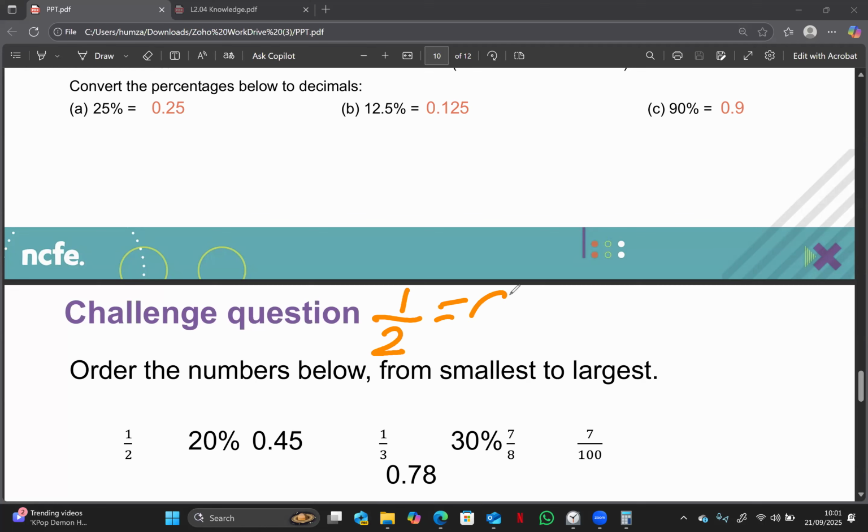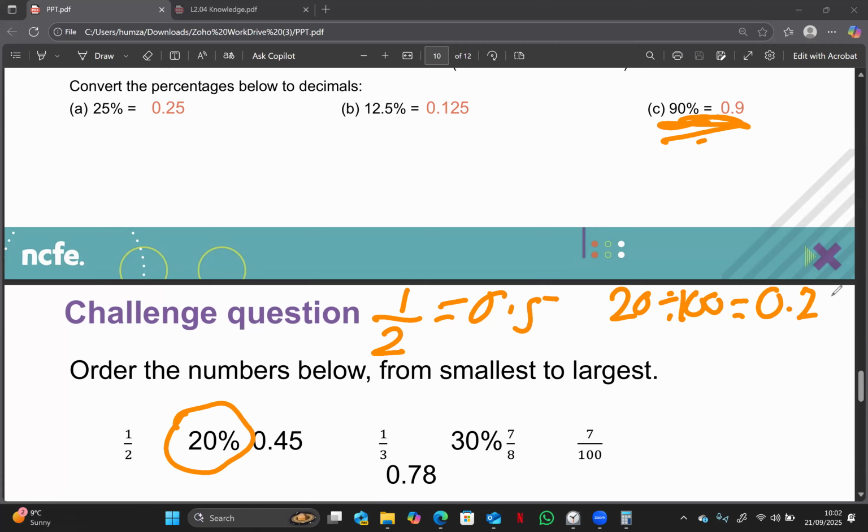0.5. Right. Then what's 20% as a decimal? What did I just tell you above? How do we convert this percentage into a decimal? We divide by 100. And what's the answer? 20% divided by 100 is 0.2. Right. Now 0.45 is given to you already.